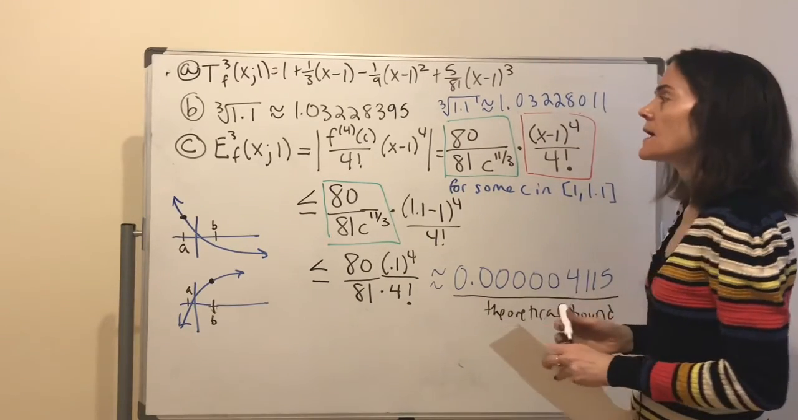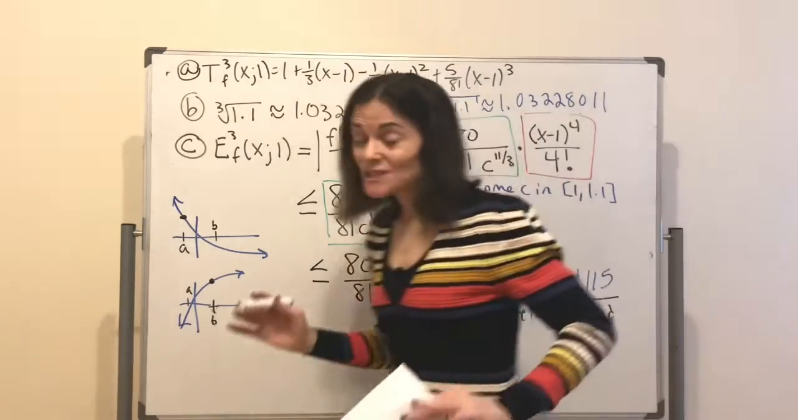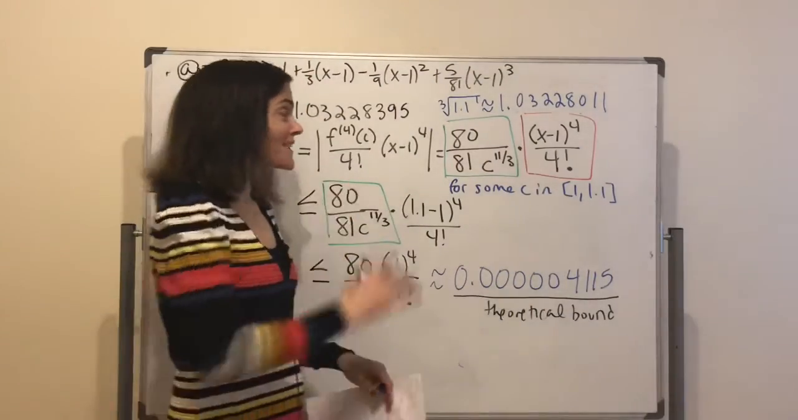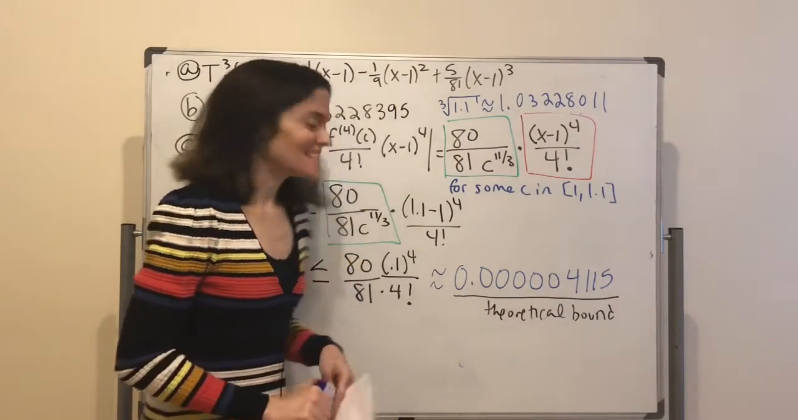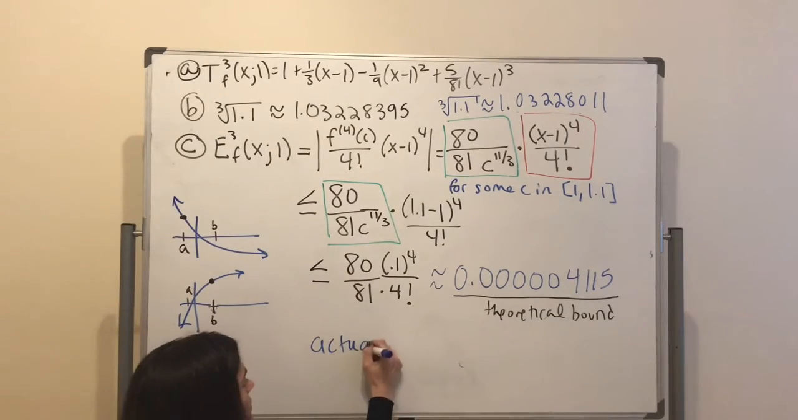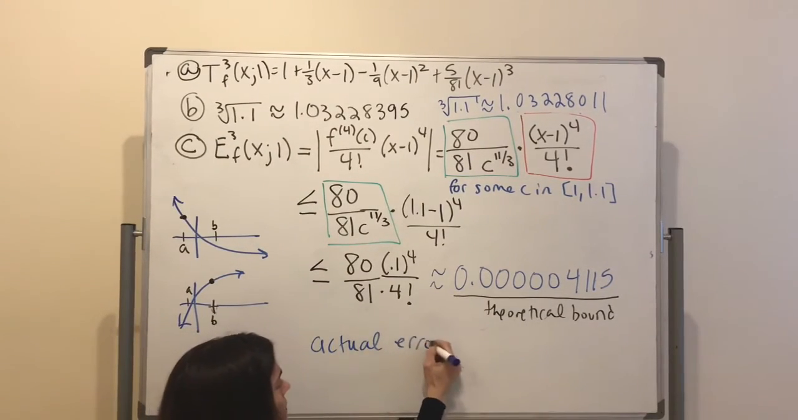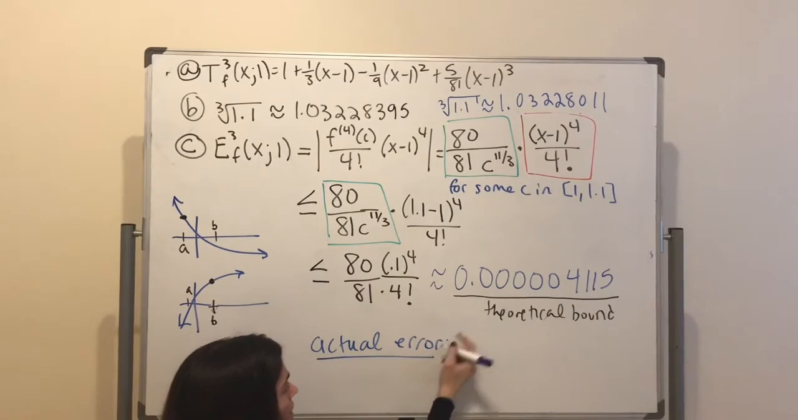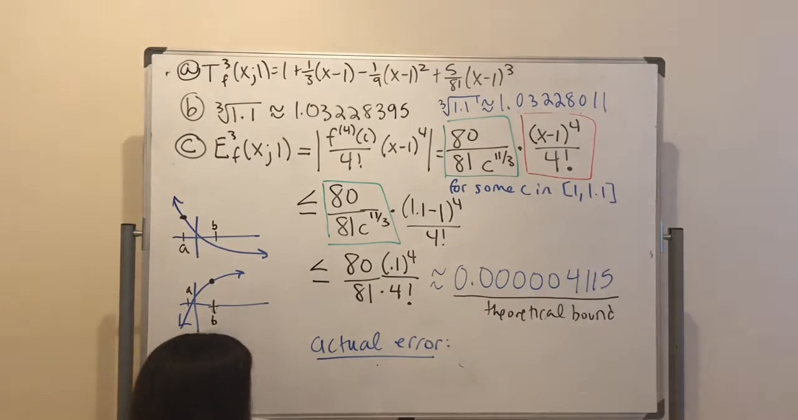I have 1.0322811, okay? So we can compute the actual error on this specific approximation, right? Just by taking the difference, and just out of curiosity, we can compare the two. It should be a number less than this theoretical bound.